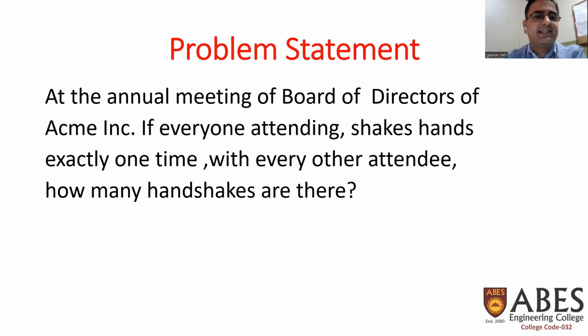The problem statement says that at the annual meeting of the board of directors of some company ACME Inc, if everyone attending shakes hands exactly one time with every other attendee, how many handshakes are there? It means there is a meeting going on of the board of directors of different companies, and if each attendee is shaking hands with each other exactly one time, then we have to return how many handshakes there are.